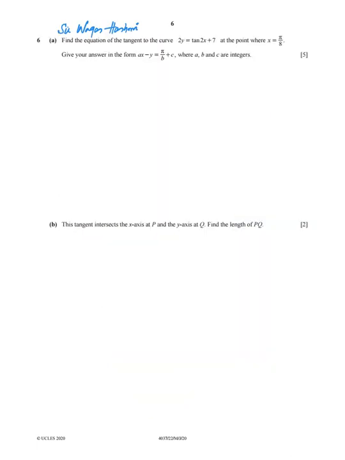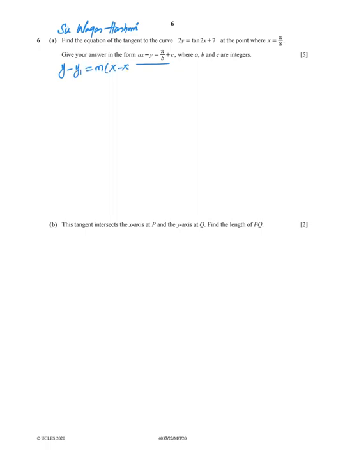Alright, it's question number 6. Find the equation of the tangent to the curve 2y equals 10 tan 2x plus 7 at the point where x equals pi by 8. Give your answer in the form ax minus y equals pi over b plus c, where a, b and c are integers. So for the equation of a line, I write the working formula y minus y1 equals m(x minus x1).